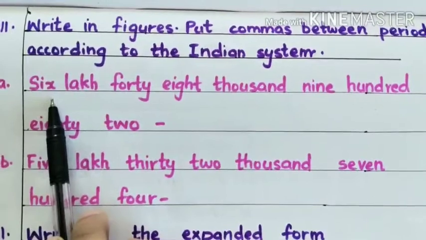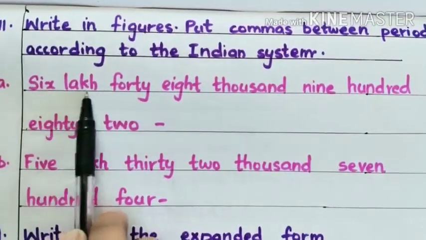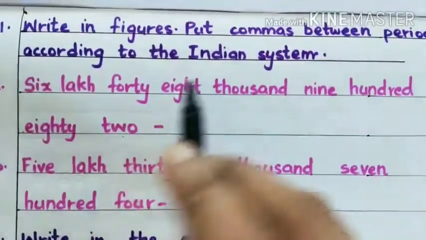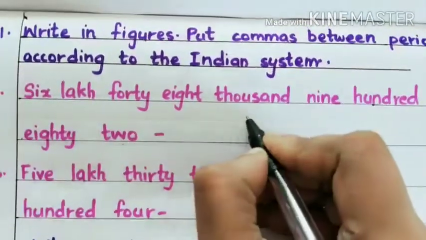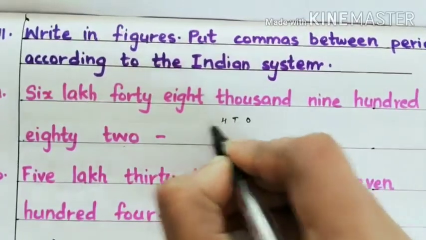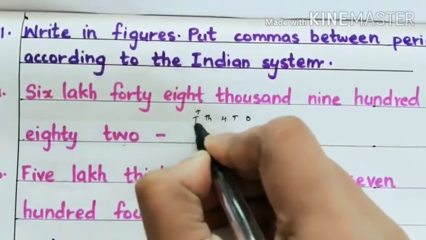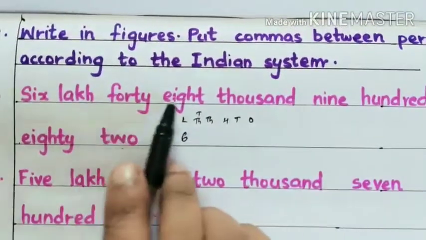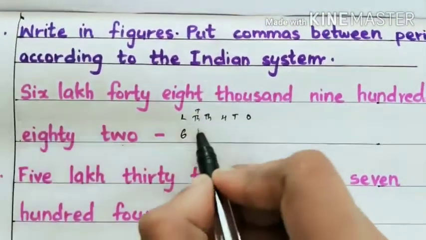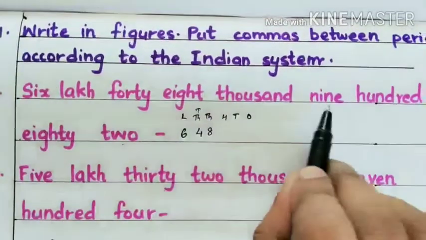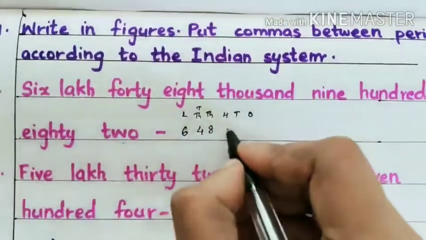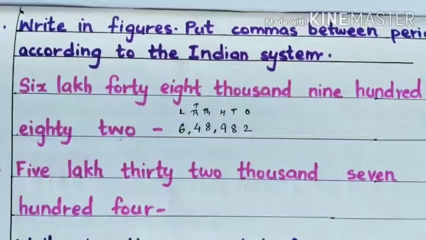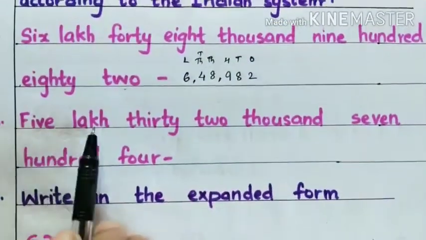Number name is given. We have to write the number. 6,48,982. First we have to write the places up to lakhs place: ones, tens, hundreds, thousands, 10,000s, lakhs. 6,48,982. Now put commas also.